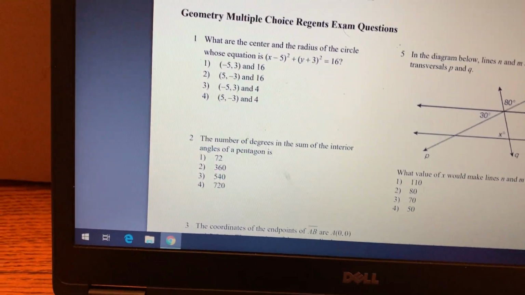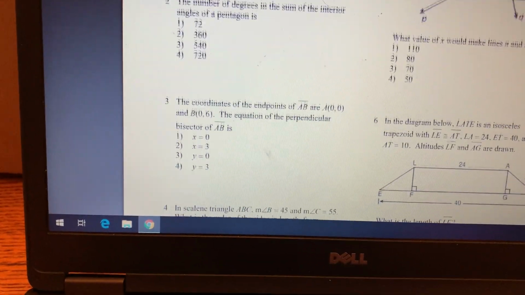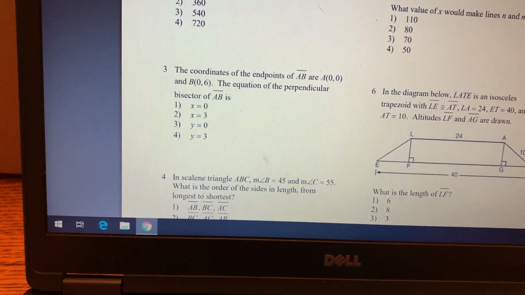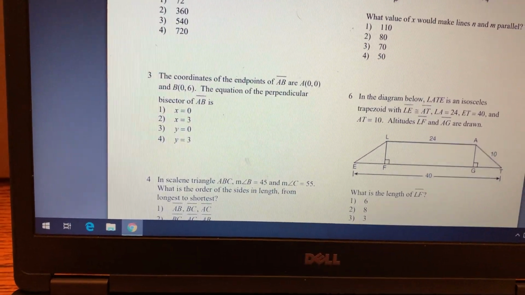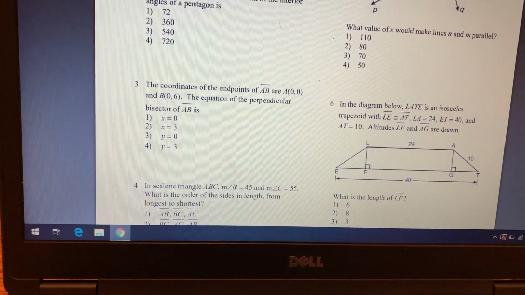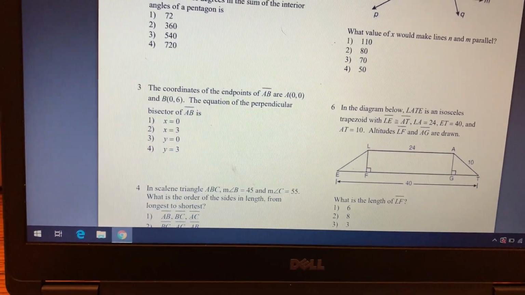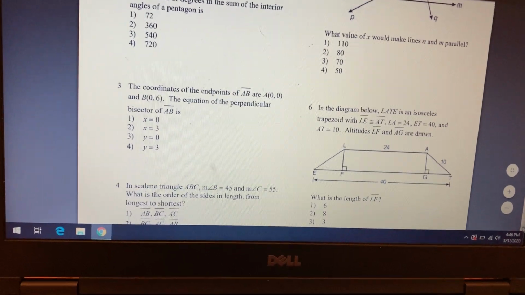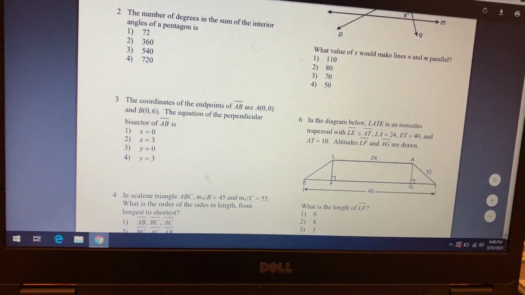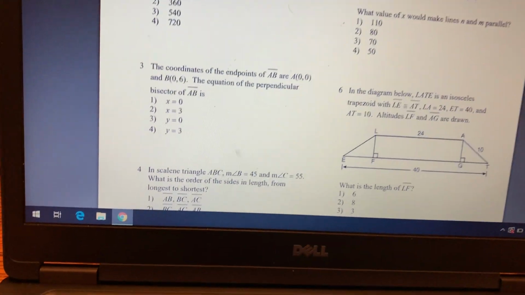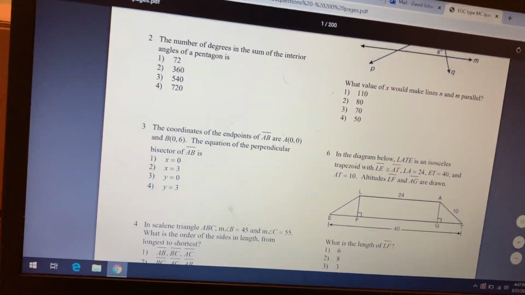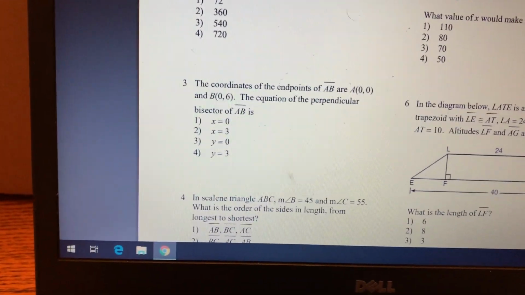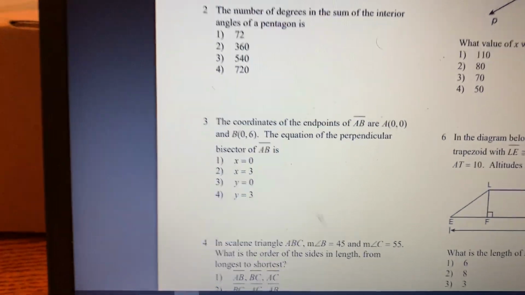All right, let's see here. I can get that down. All right, number 3. The coordinates of the endpoints of line segment AB are 0, 0, and 0, 6. The equation of the perpendicular bisector of line segment AB is blank.